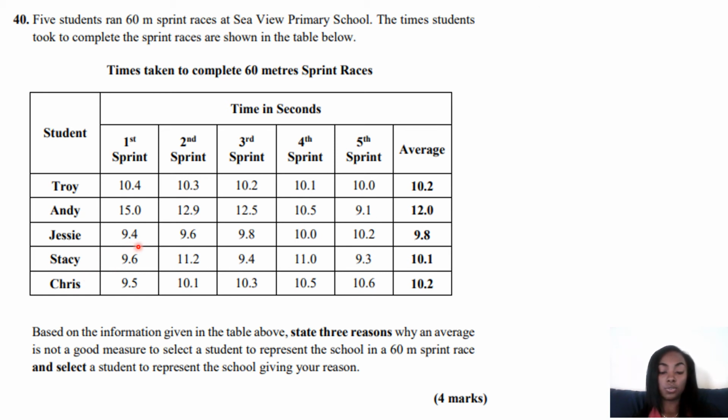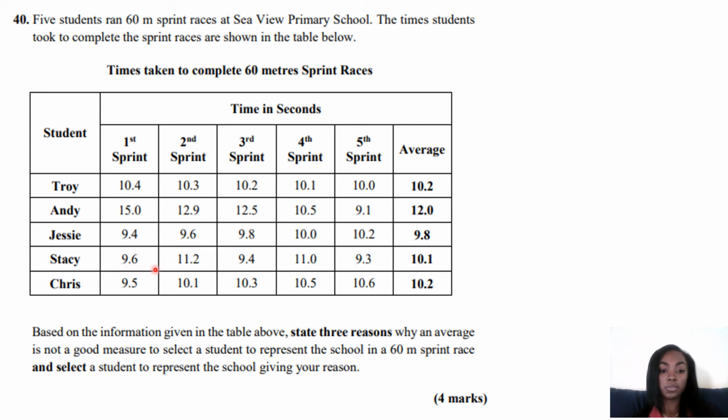Let's look at Jesse. So Jesse started off at 9.4, then he went 9.6, 9.8, 10, then 10.2 seconds, but his average is 9.8. So if we're looking at the values here, you realize that he started off doing really well, and then eventually in his fourth and fifth sprints, he was slowing down a bit, meaning that he took longer. So his time now is longer than before. But when we look at this average, it looks pretty good, right? 9.8.